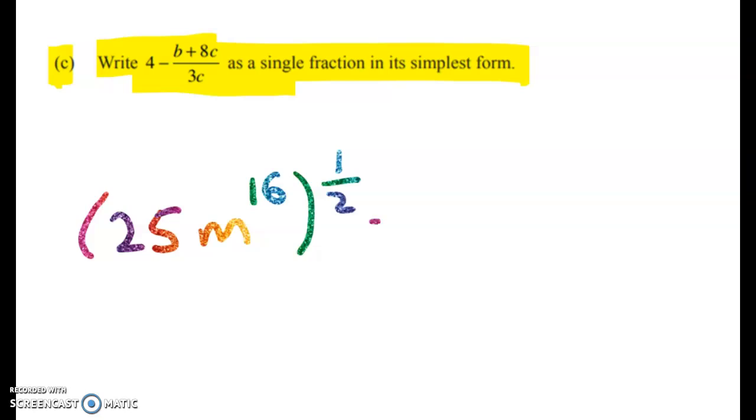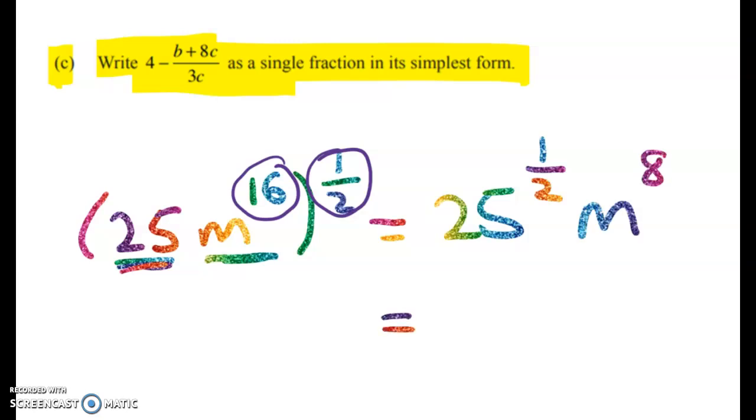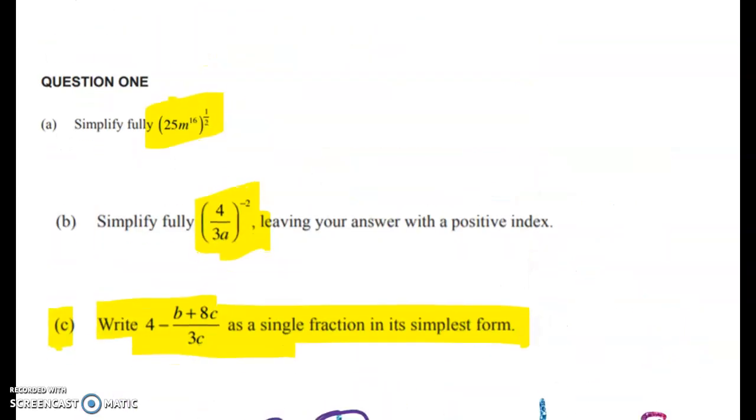Working through them, we have to simplify 25m to the power of 16, all to the power of 1/2. So we take our 25 to the power of 1/2 times m to the power of, and I'm going to multiply the brackets together, so it's 16 times 1/2, m to the power of 8. Now some of you will have gone straight to saying the square root of 25 is 5, and you'll go straight to your answer here, which is 5m to the power of 8. Give yourself an achieved code if you got that one. On to the next question.